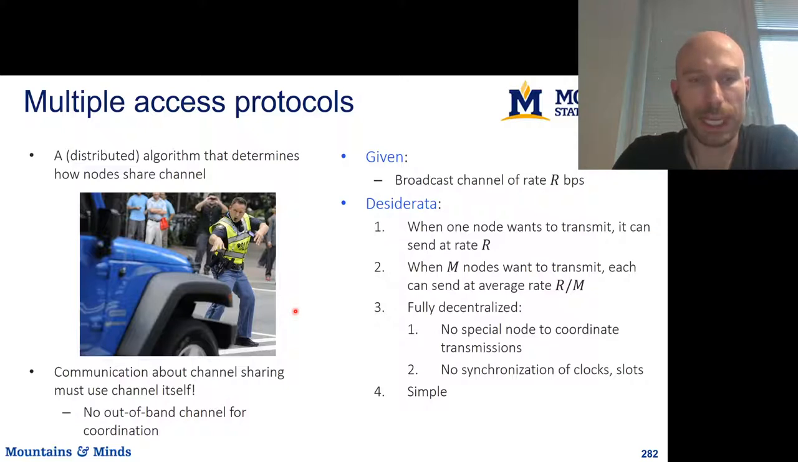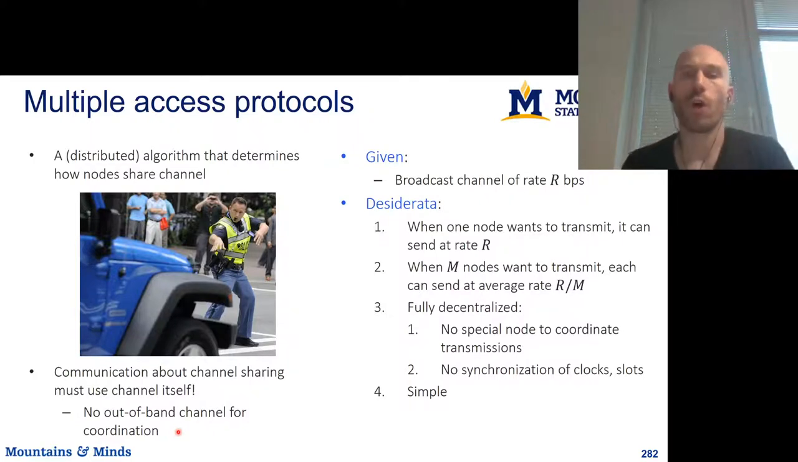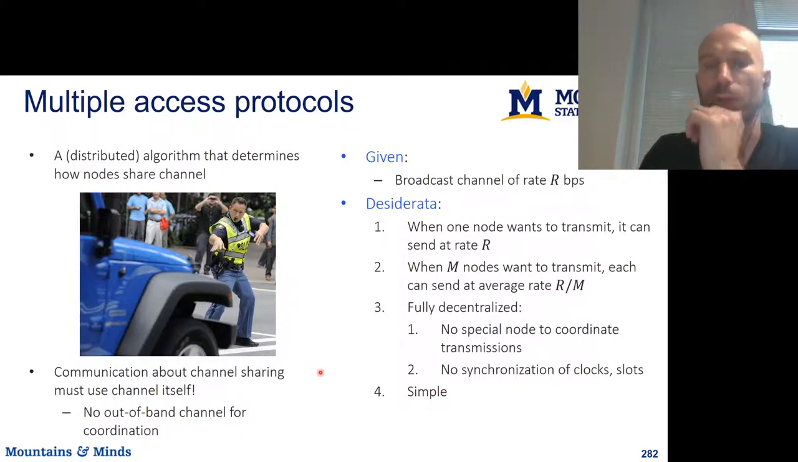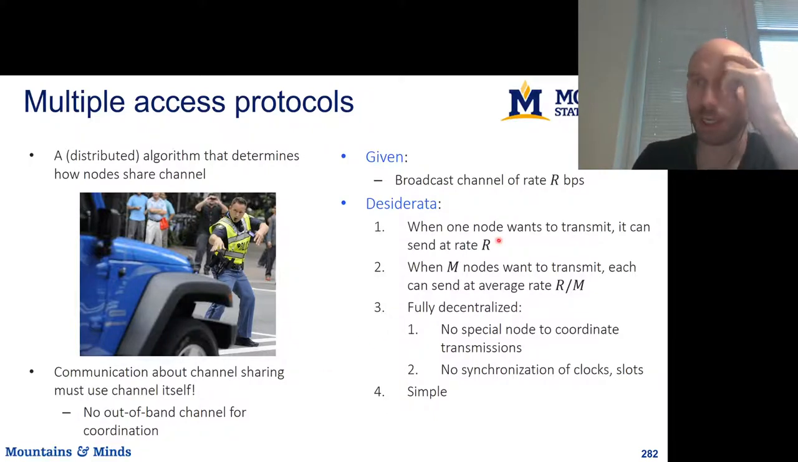The trick to this is that there can be no out-of-band communications. So if nodes are using some channel to transmit data, they need to use the same channel to coordinate with each other. They can't have an outside channel or a separate network for just coordinating. So what we would like to do is to first set out some desirable properties that these MAC protocols, medium access control protocols, would have.